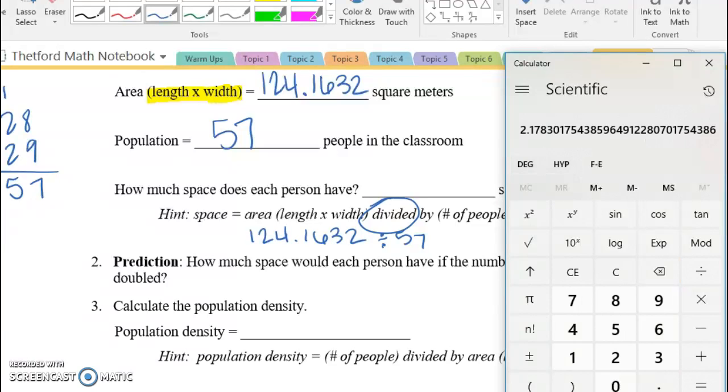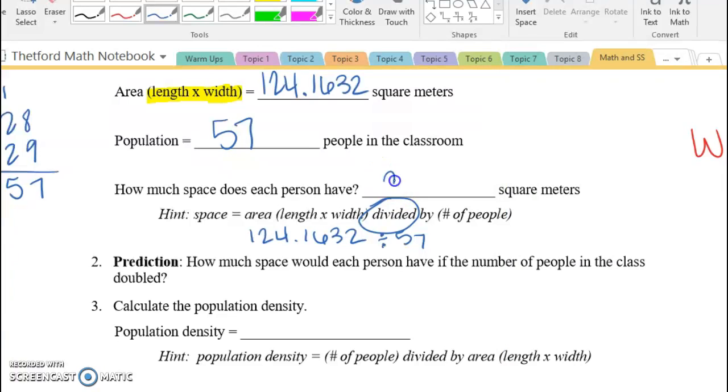And let's round to the nearest hundredth again. So this 8 makes this 7 round up to an 8. And so each person would get 2.18 square meters if we divvied up the room evenly.